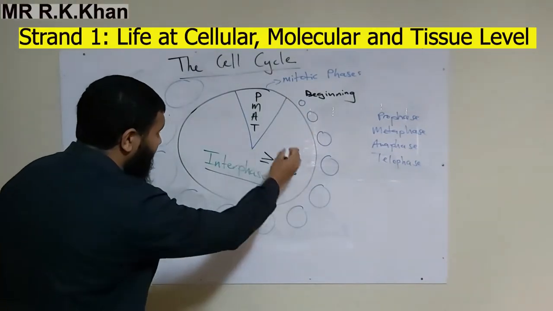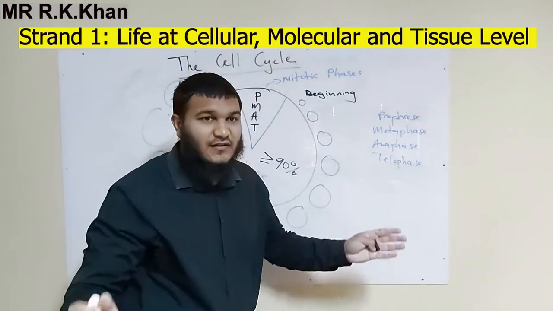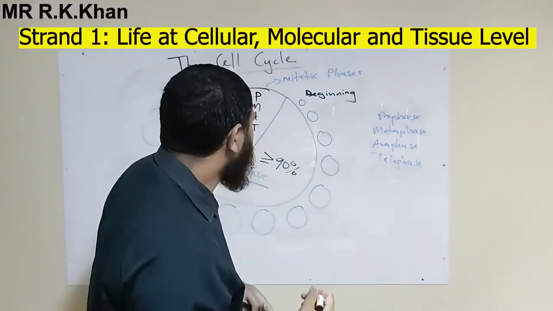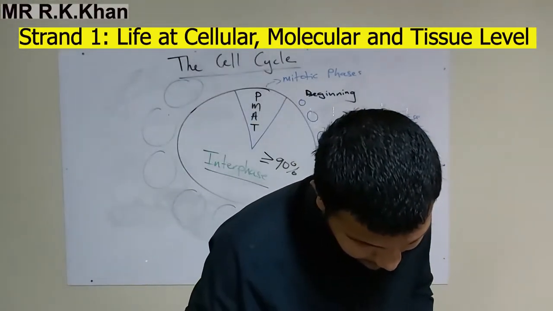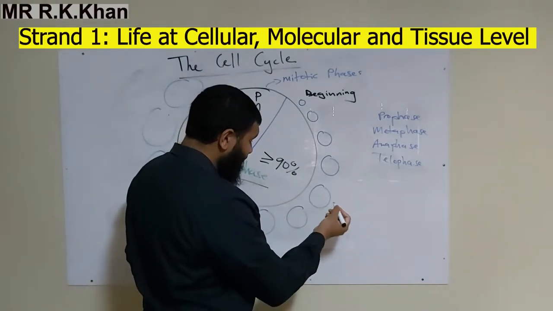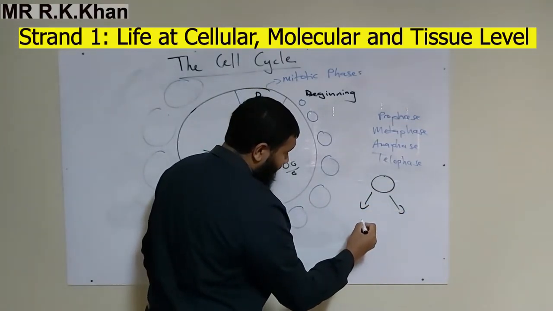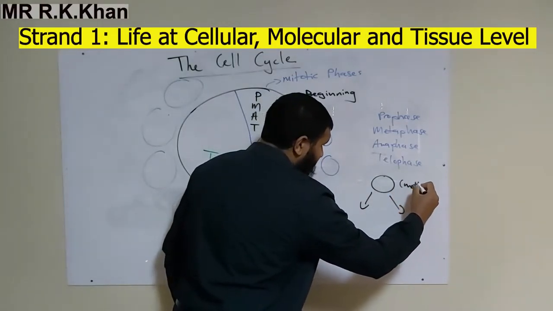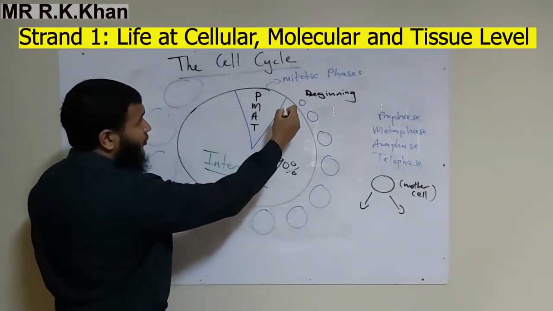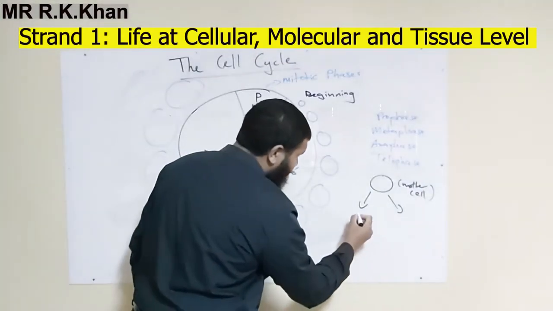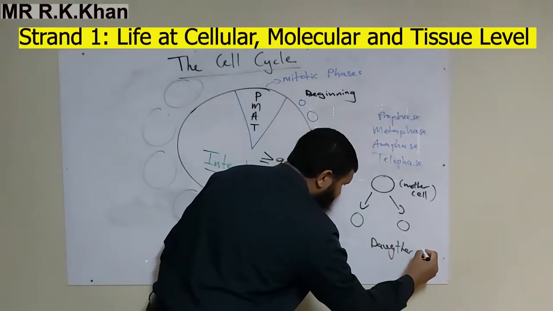So the cell begins its life, spends most of its time in the interphase. It comes to a point where it has to undergo mitosis. Mitosis is the splitting of the cell into newer cells. All right, so one cell becomes two cells and so forth. We call this the mother cell, and it produces two new cells. So this is the mother cell. It comes to a point where the mother cell has to undergo mitosis here. And then it produces two new cells. And we call these the daughter cells.